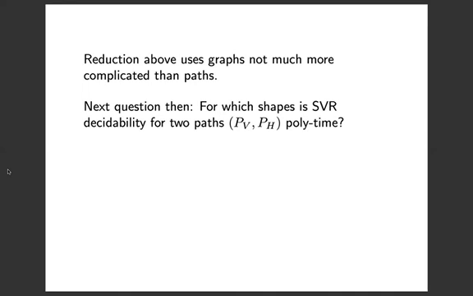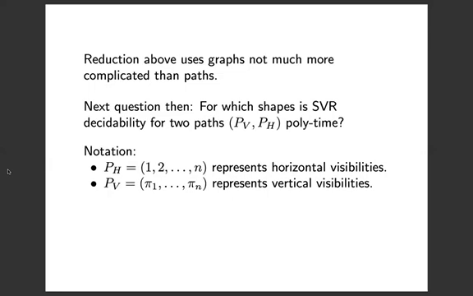Okay, so we saw the reduction above uses relatively simple graphs, graphs that aren't actually much more complicated than paths. And so this is going to motivate our next question, which is, for which shapes can we do simultaneous visibility recognition for two paths in polynomial time? The two paths we're going to denote as PH and PV. PH is going to be an enumeration of 1 through n, the horizontal path, and that's going to represent horizontal visibilities. Whereas the vertical path, PV, will just be some permutation on n, and that will represent vertical visibilities.